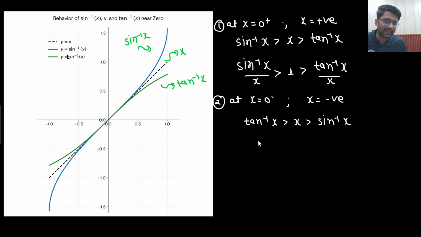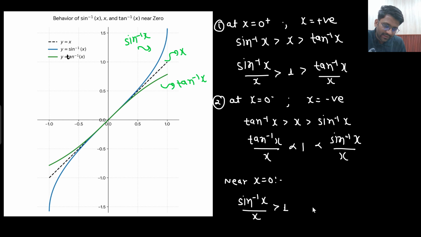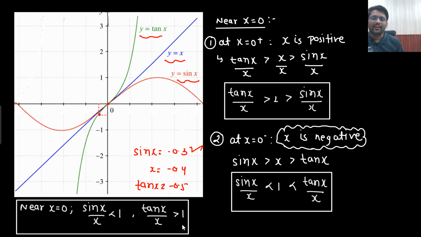Now, since x is negative, if I divide, tan inverse x divided by x would be less than 1, and sin inverse x divided by x would be greater than 1. Understandable? So no matter whether you are talking about 0 plus or 0 minus, one condition I have got: near x equals 0, sin inverse x divided by x would be greater than 1, and tan inverse x divided by x would be less than 1, but nearly equal to 1.